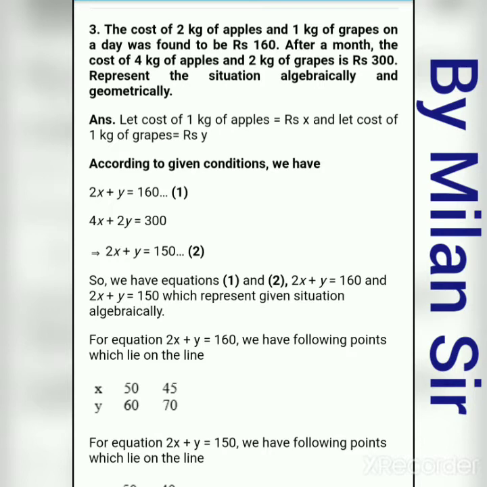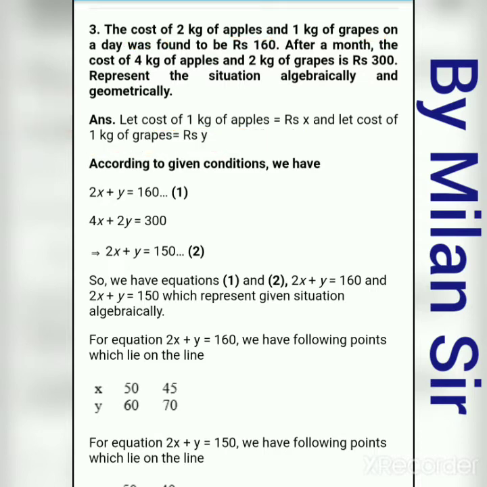So first of all, we need to assume our two variables, right? So here we have cost of apple and cost of grapes. We assume cost of 1 kg of apple is rupees x and cost of 1 kg of grapes is rupees y. So this is our two variables, right? Now we need to find the first equation.